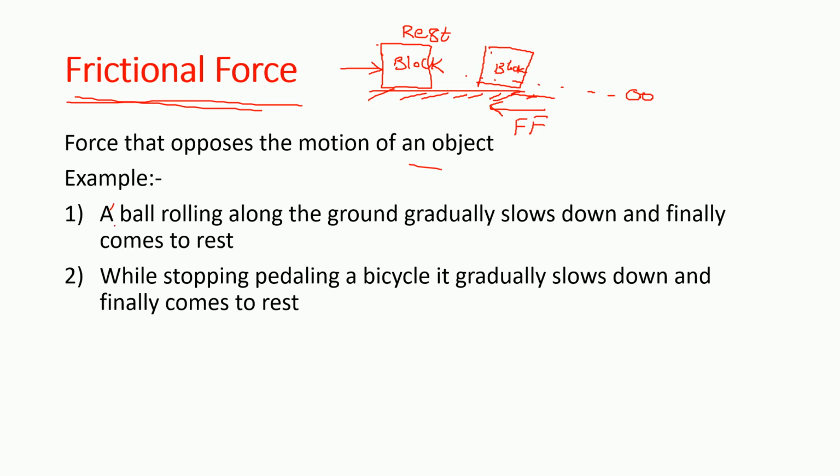So frictional force is a force that opposes the motion of an object. Examples: a ball rolling on the ground gradually slows down and finally comes to rest at some point, due to the frictional force acting in the opposite direction. Generally, frictional force acts in the opposite direction of the applied force. Another example: when we stop pedaling a bicycle, it gradually slows down and finally comes to rest. These are good examples of frictional force.